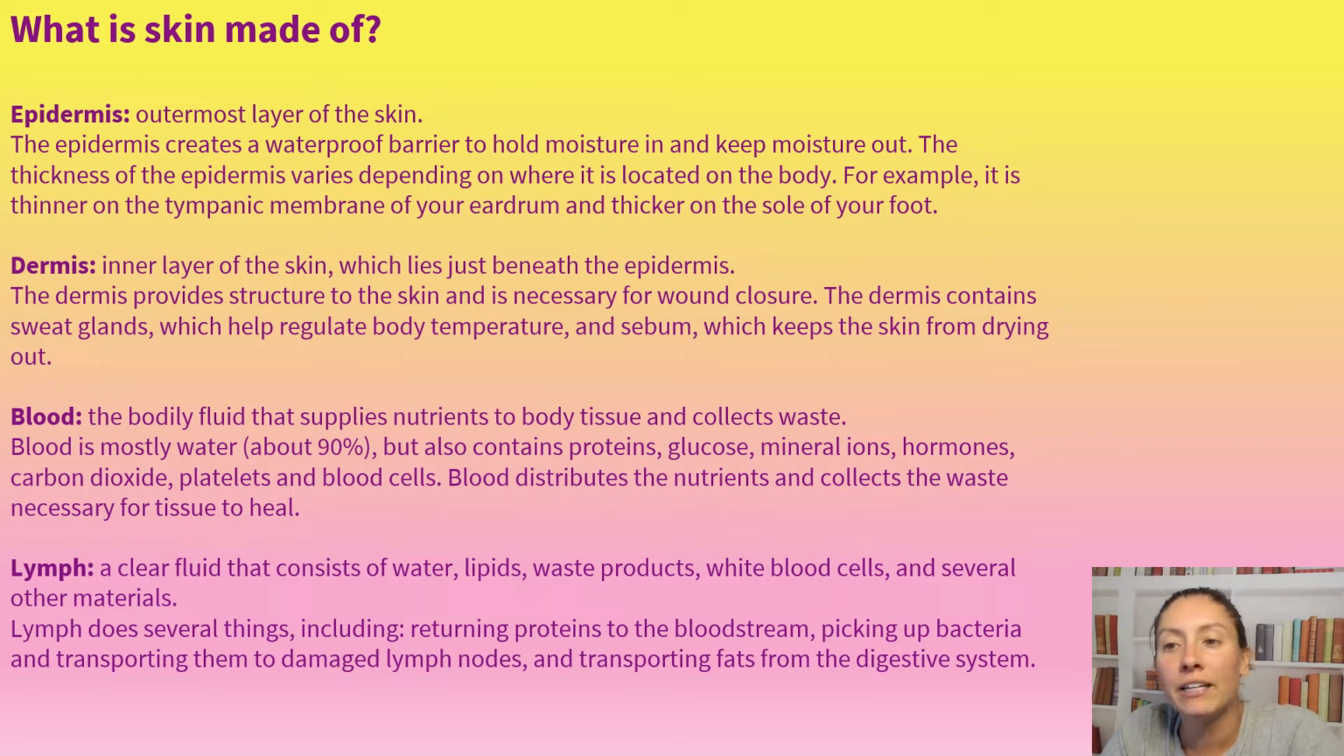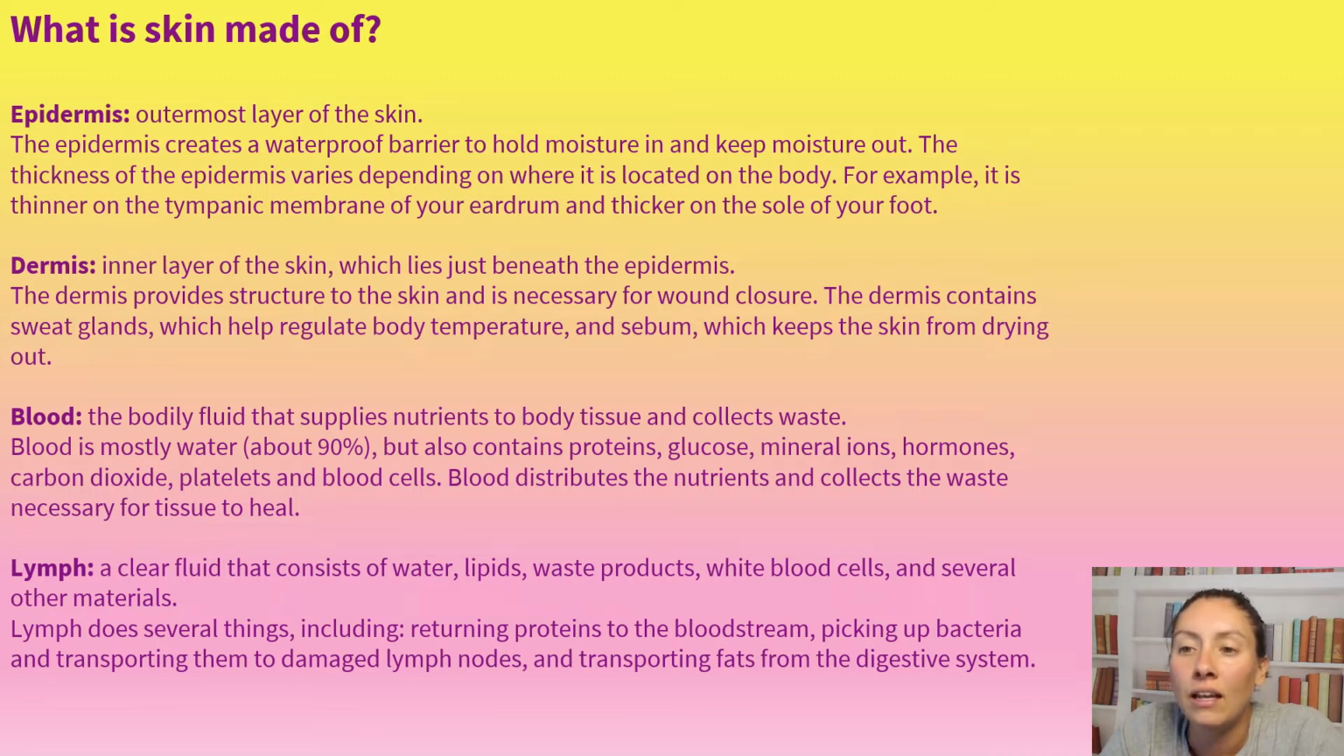Next, we have blood. The blood is the bodily fluid that supplies nutrients and oxygen to the body tissue and also collects waste. Blood is mostly water, about 90% water, but it also contains proteins, glucose, mineral ions, hormones, carbon dioxide, platelets, and blood cells. So the blood distributes the nutrients and collects waste, which is necessary for healing.